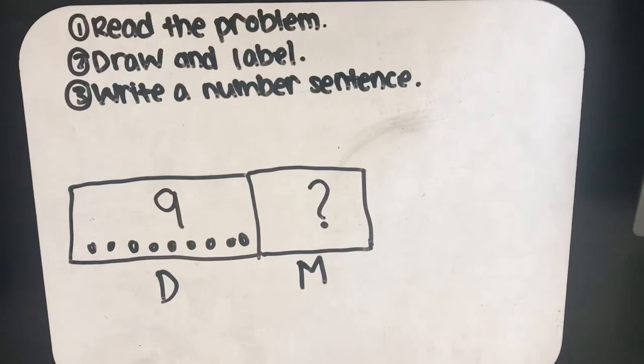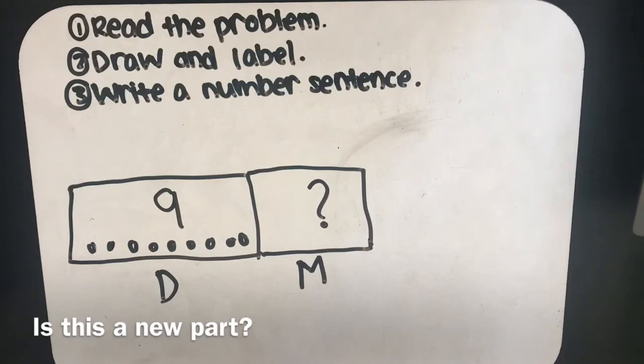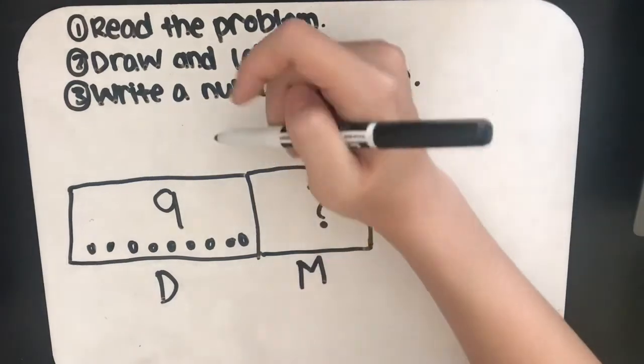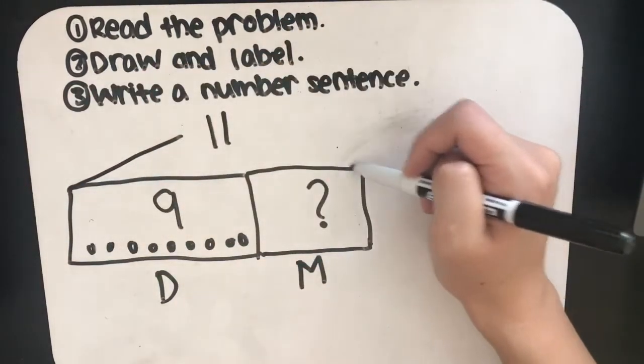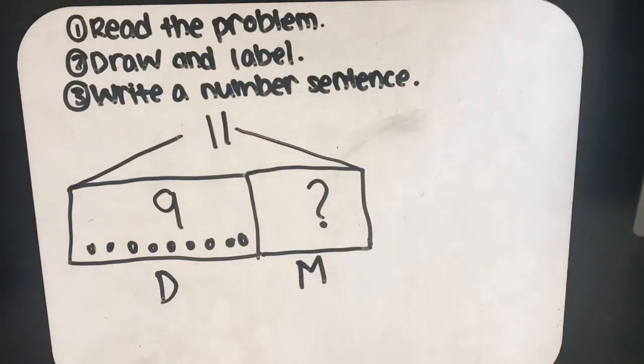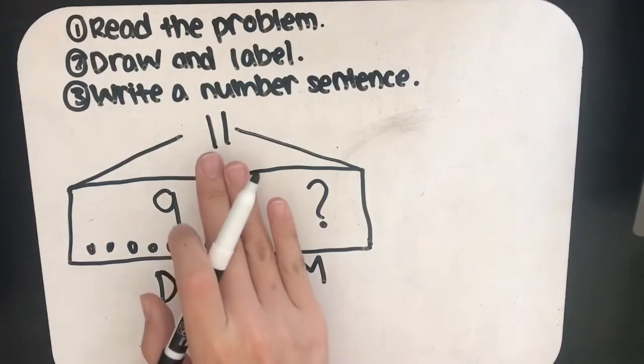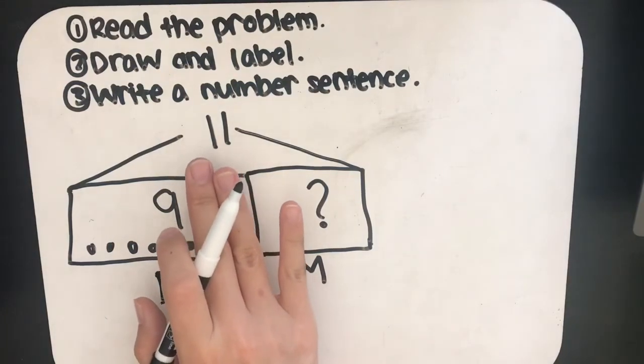Then there were 11 dogs. Before I write 11 in my tape diagram, I'm going to ask myself, is this a new part? No, it includes the parts that I already drew. So I'm going to put 11 on top. So 9 dogs and some more dogs will give us 11 dogs in all.